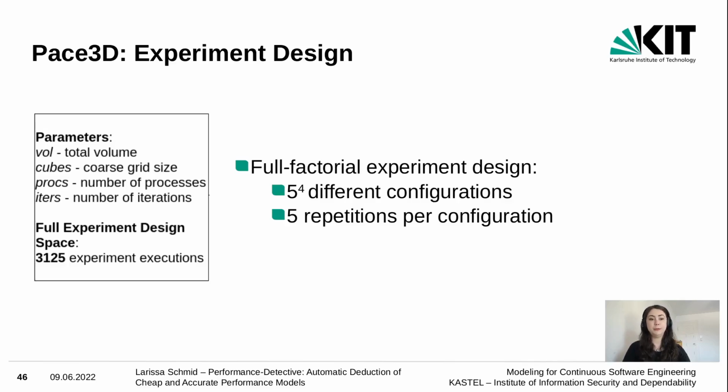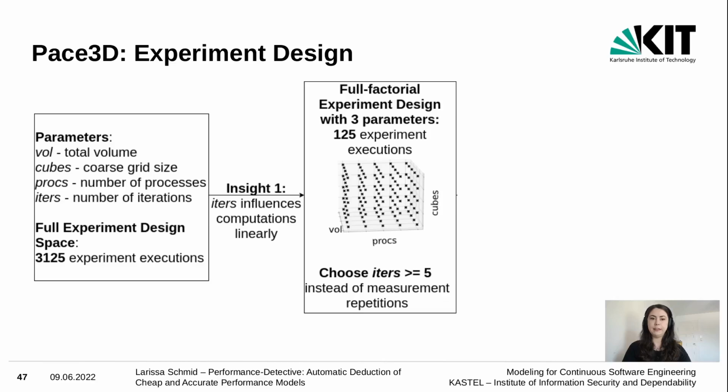3,125 experiment executions. Now, applying our first insight that again iters influences the computations linearly, we can strike it out as a parameter and now only have vol, cubes, and procs left as parameters. And also we can skip the measurement repetitions and instead set iters to a value equal or higher than 5.